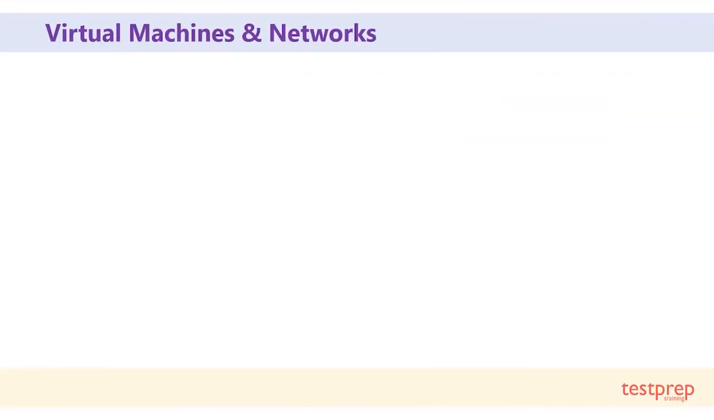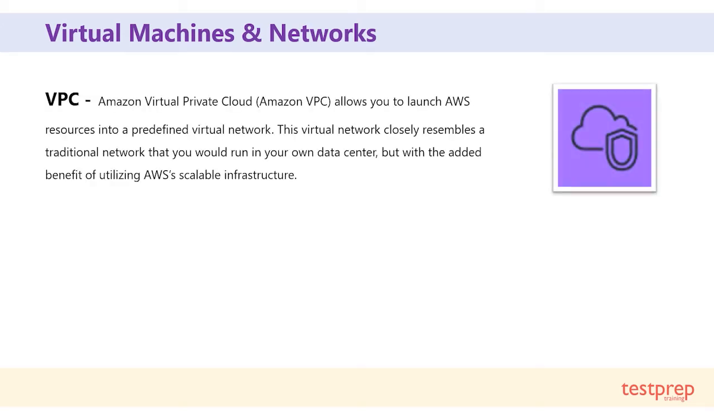So, under Virtual Machines and Networks, we have VPC. Amazon Virtual Private Cloud allows you to launch AWS resources into a predefined virtual network. This virtual network closely resembles a traditional network that you would run in your own data center, but with the added benefit of utilizing AWS's scalable infrastructure.